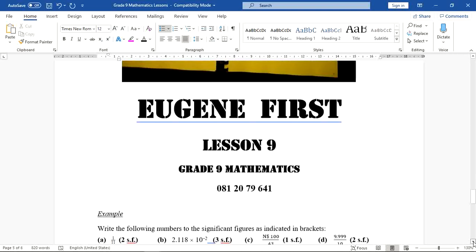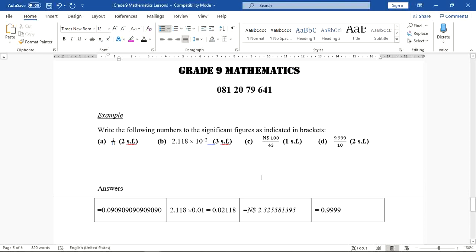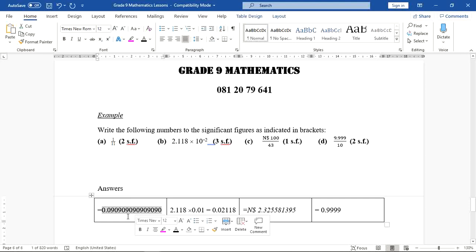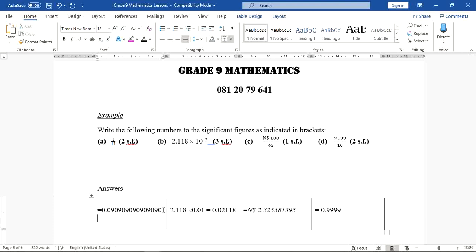Now in this lesson I am going to provide the answers to A, B, C, D. The statement is: write the following numbers to the significant figures as indicated in the brackets. Like this one, 1/11, you must leave your answer to two significant figures. If you take your calculator and press 1 divided by 11, you get this whole figure on your calculator. But our answer should only be two significant figures.